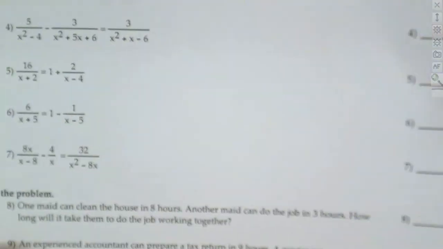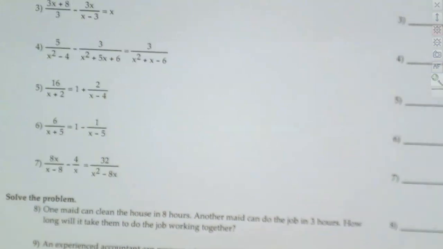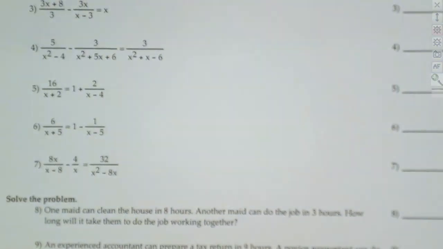Now, whenever we talk about work-related questions, we need to make sure that we rewrite them as a fraction. So we look at how much is done per hour. If they're helping each other, they add together. If they're canceling each other out, then it's negative. And it always equals 1 because that is 100%. So whatever equation we get, it's going to equal 1.